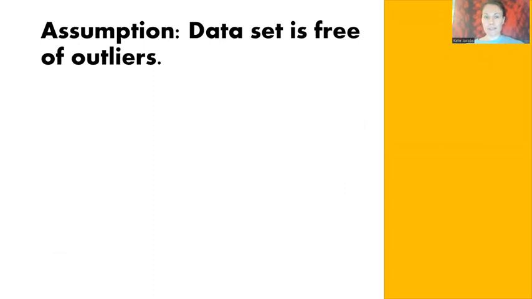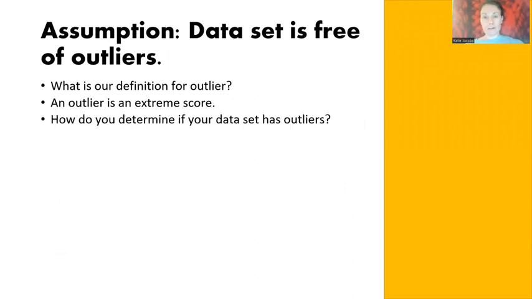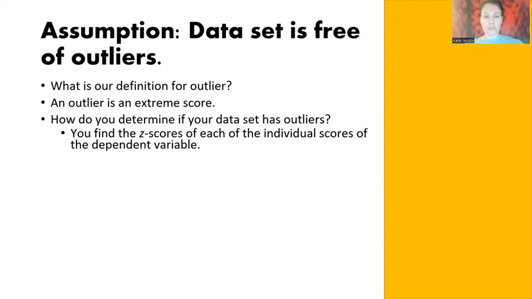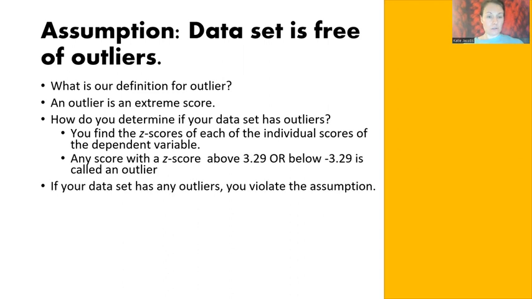Okay, our next assumption is that our data set is free of outliers. What was our definition of outlier again? So our definition of outlier is an extreme score. How do we determine if our data set has outliers? And we learned this back when we were learning about z-scores. So to do this, we calculate the z-score for each individual score of the dependent variable. So for every single x value that we have in our data set, we'll need to calculate the z-scores that we learned to calculate. If we have any z-score that equals negative 3.29 or below, or positive 3.29 or above, those are considered outliers. So if we have any outliers in our data set, we violate this assumption.